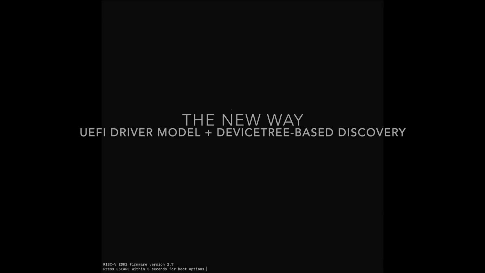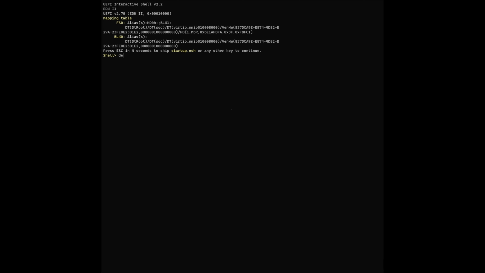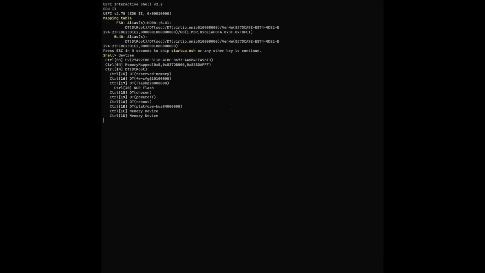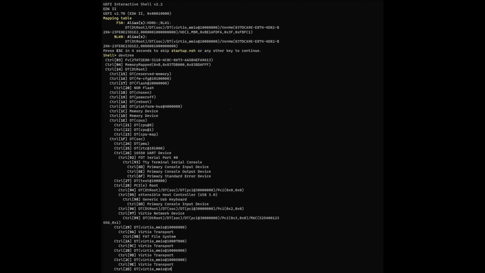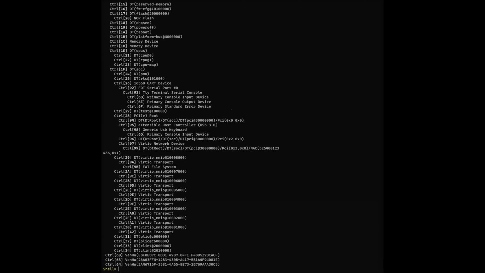of controllers? Enter FdtBusPkg, building on top of existing technology investments by using device tree for device discovery and embracing the UEFI driver model. The device handle tree here reflects the real device topology. The Serial Console is clearly a UART. You can see the NOR flash used for variable services, the PCI Express root, VirtIO transports, as well as other devices that are present but unused by this implementation, such as the real-time clock.